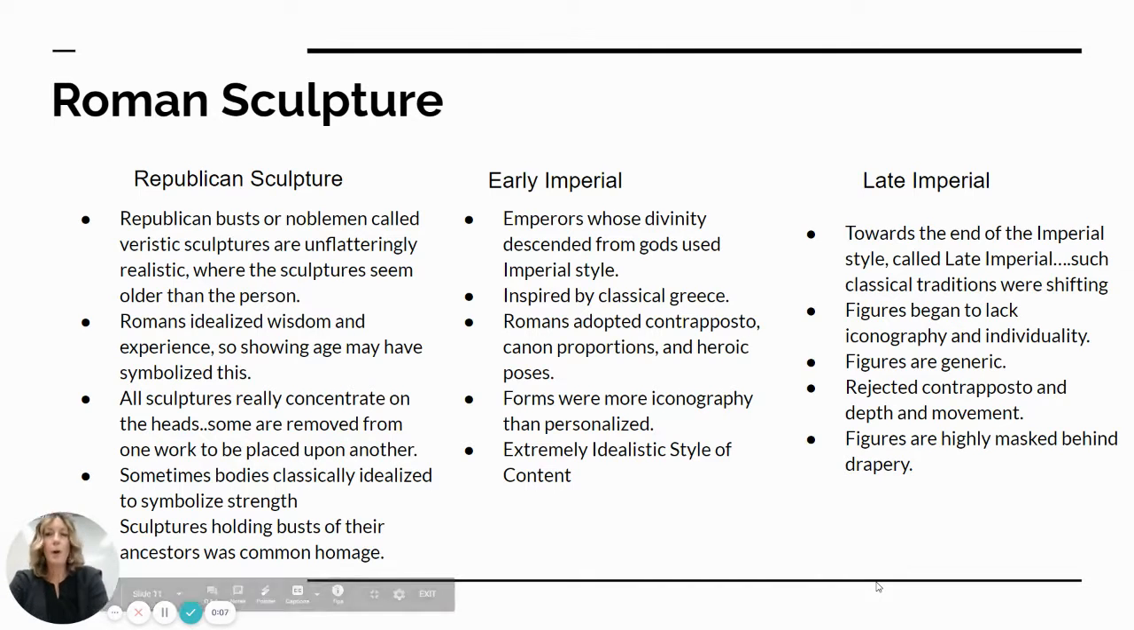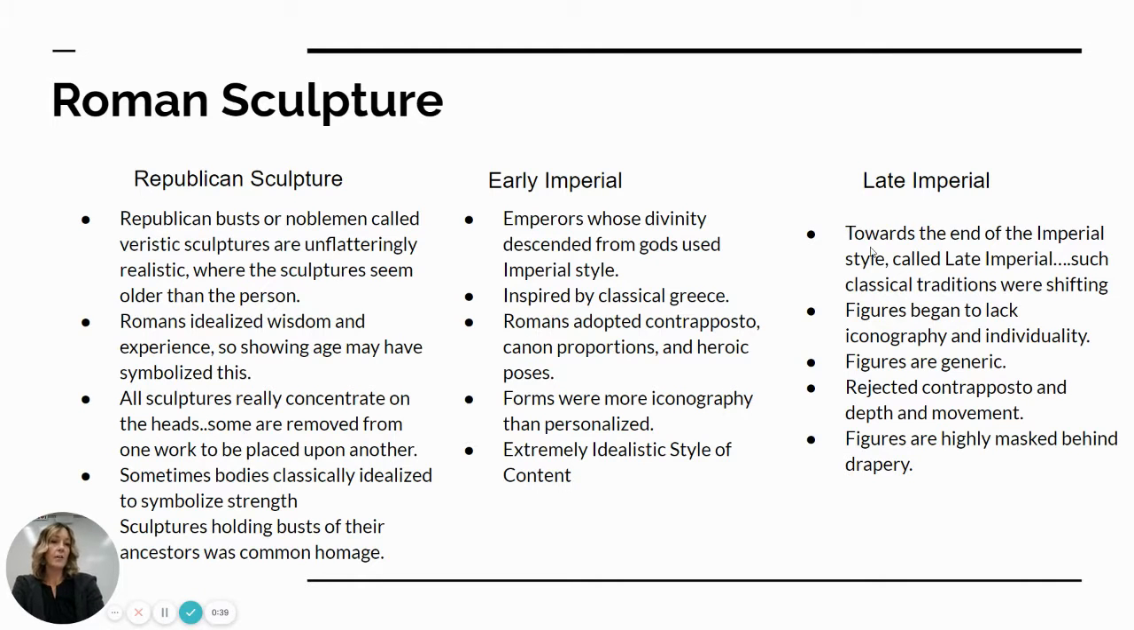All right, our next part of Roman art, we're going to focus on sculpture. And in class, we already reviewed the three different categories of Roman sculpture: the Republican, early imperial, and late imperial. One distinction I did want to make in this screencast, though, is that oftentimes you will see the imperial just blended. So quite often you will hear Republican style or imperial.